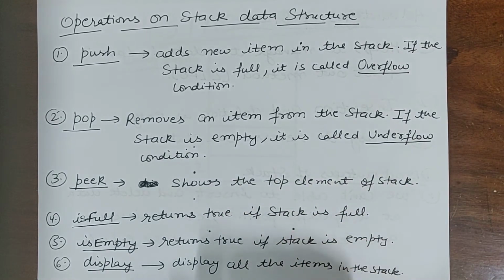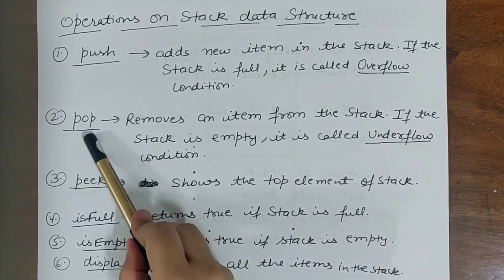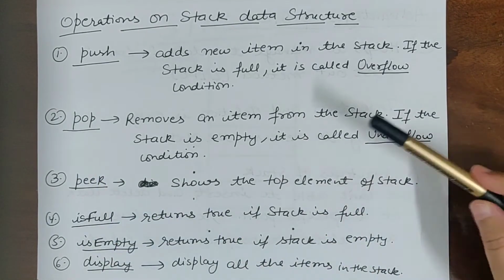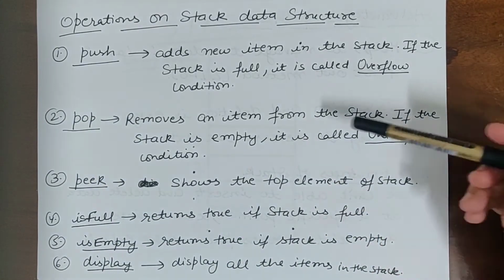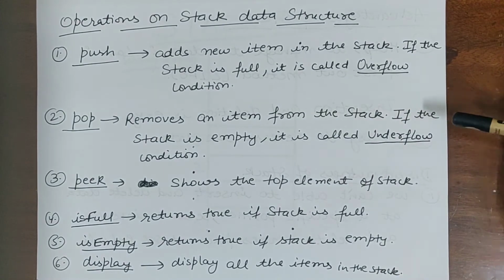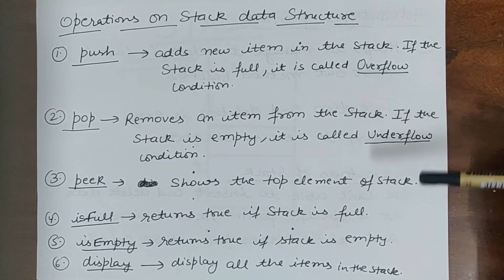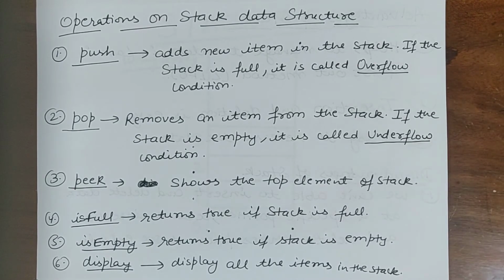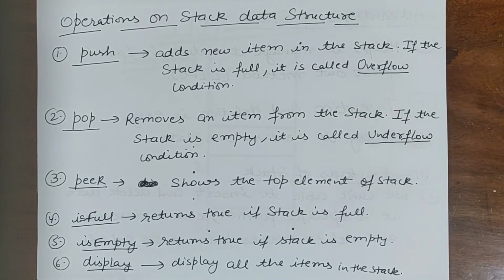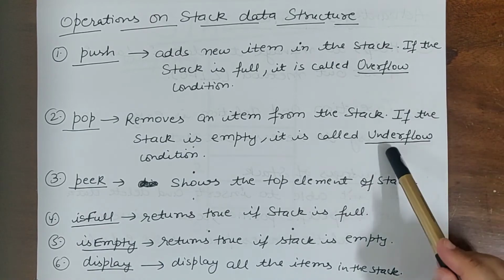If you are deleting an item from the stack, that operation is known as pop. That means it removes an item from the stack. And if the stack is already empty, you cannot remove data from the stack. Obviously your stack is empty, so how can you remove the data? So that condition is known as underflow.